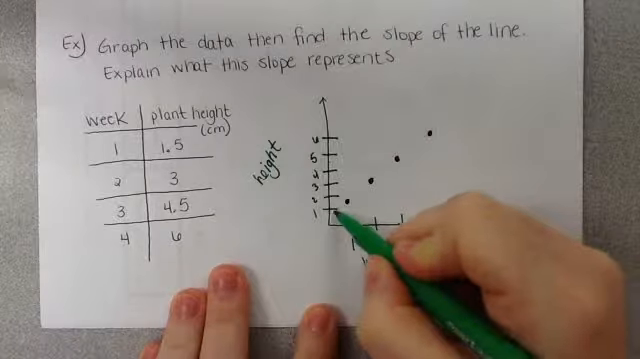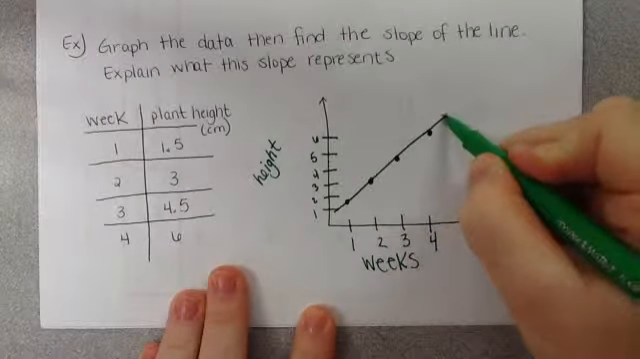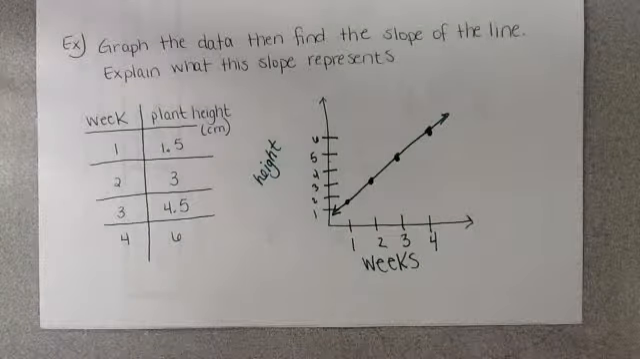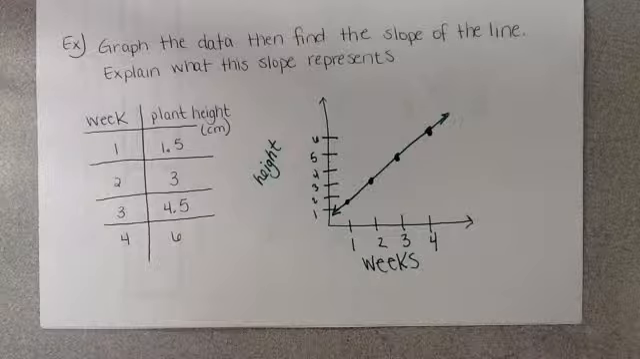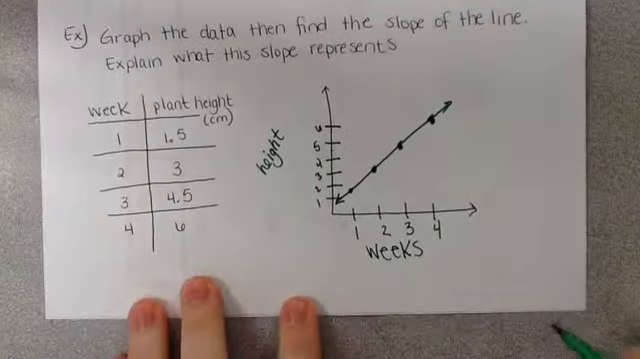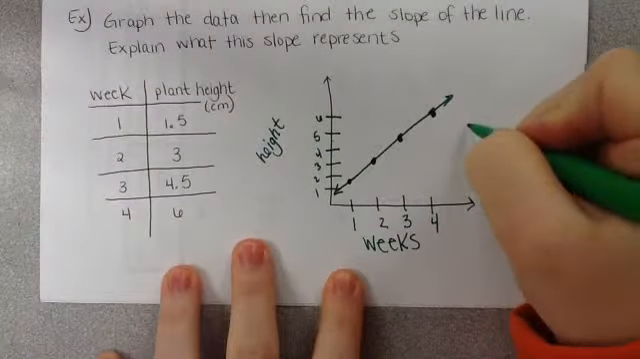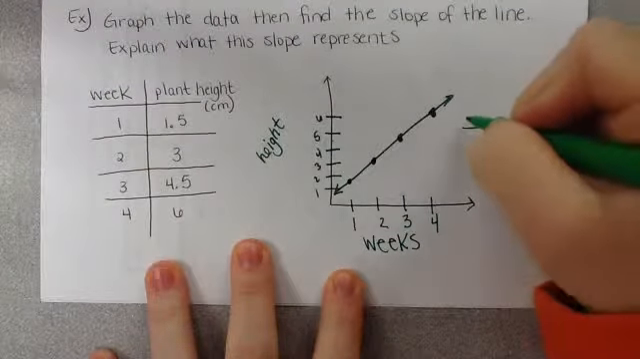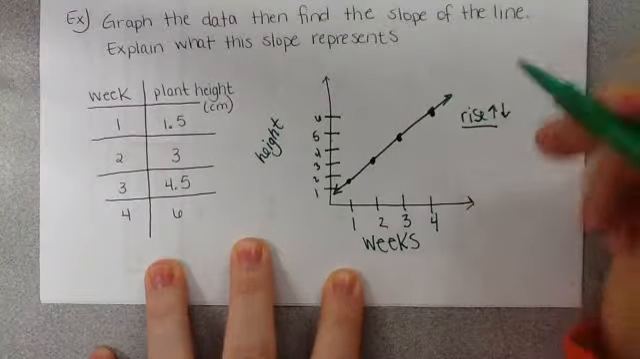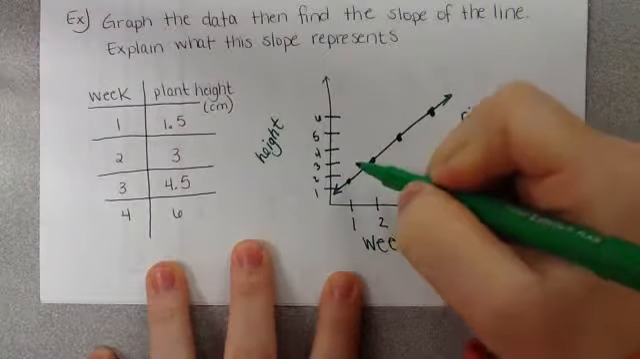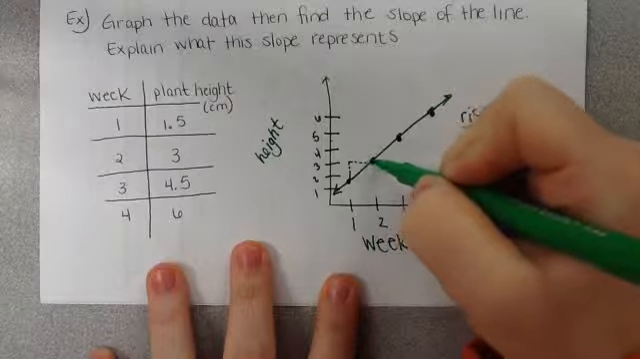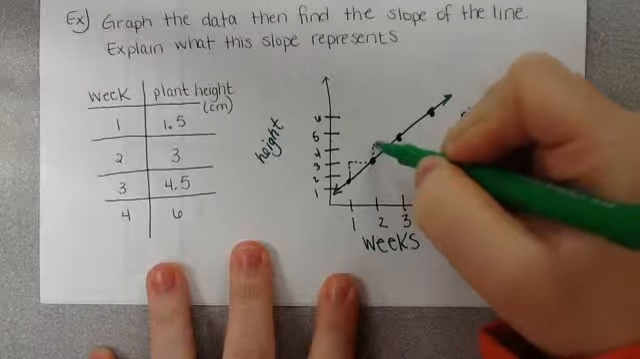So if I put a line through this, you notice that it should be a pretty straight line. The data should make a nice straight line. And we are going to find the slope. Now, we just talked slope. What goes on top? The rise, or up or down. So how much do I go up each time? How do I get to my next point? Okay, how much am I going up?